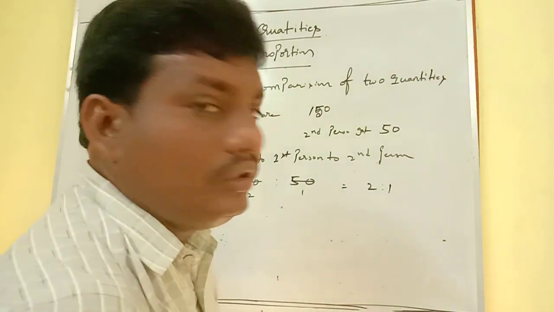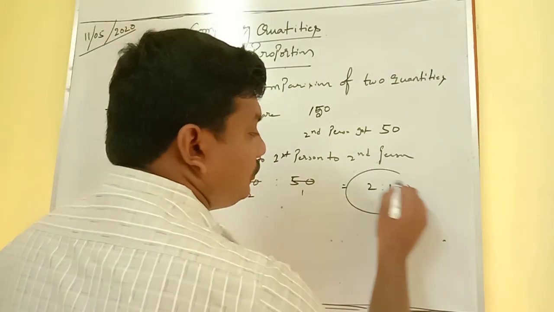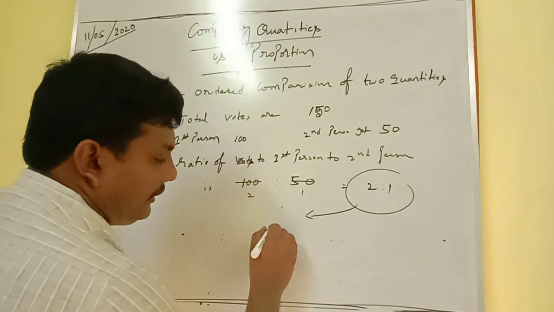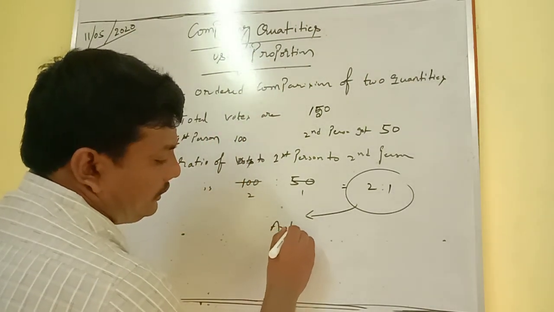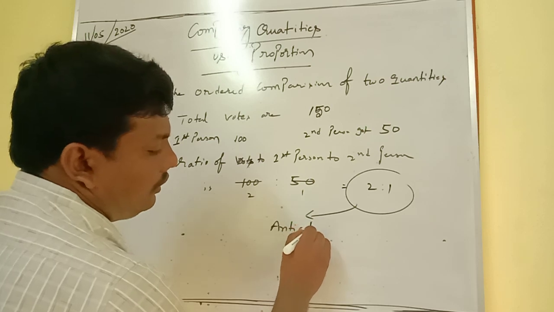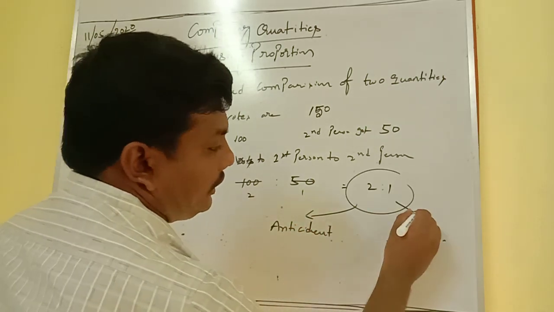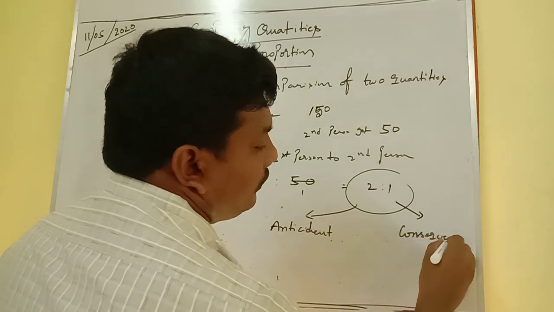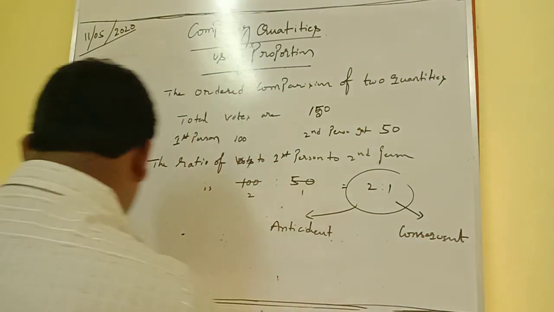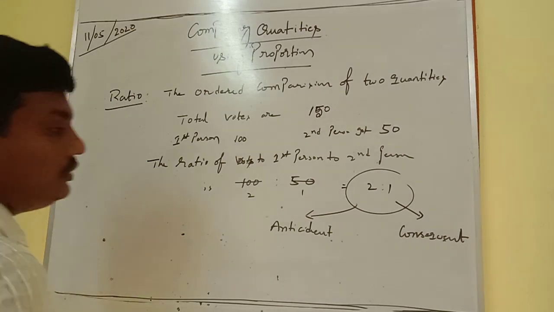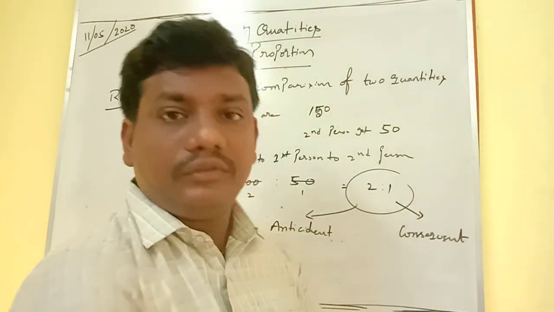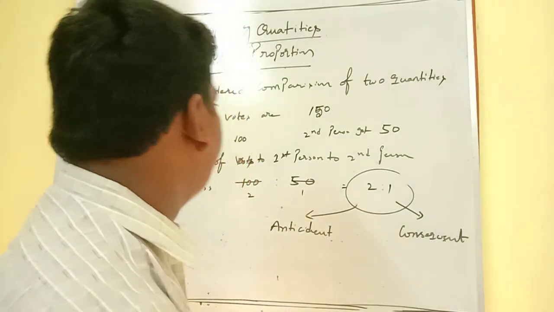This is the ratio. In this ratio, the first quantity is called the antecedent. The second quantity is called the consequent. So ratio is nothing but an ordered comparison of two quantities.